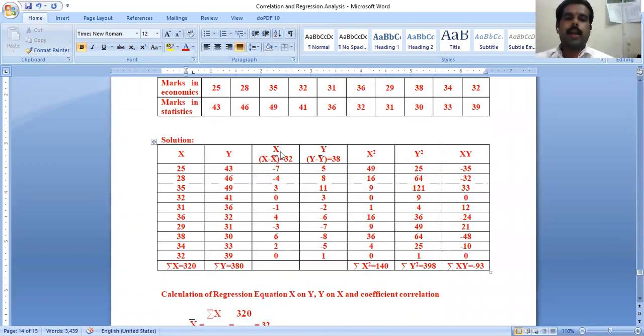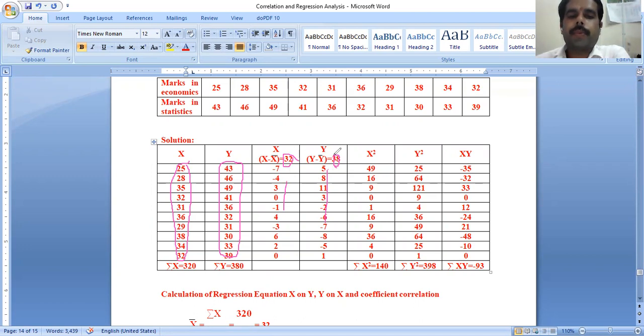Okay, here the x value and y value we need to find out, then x square, y square, then x into y. Okay, x minus x bar: 25 minus 32 here, that is minus 7, and 20. These values we are going to subtract from 32. Then these values we are going to subtract from 38. Then you will get these values.